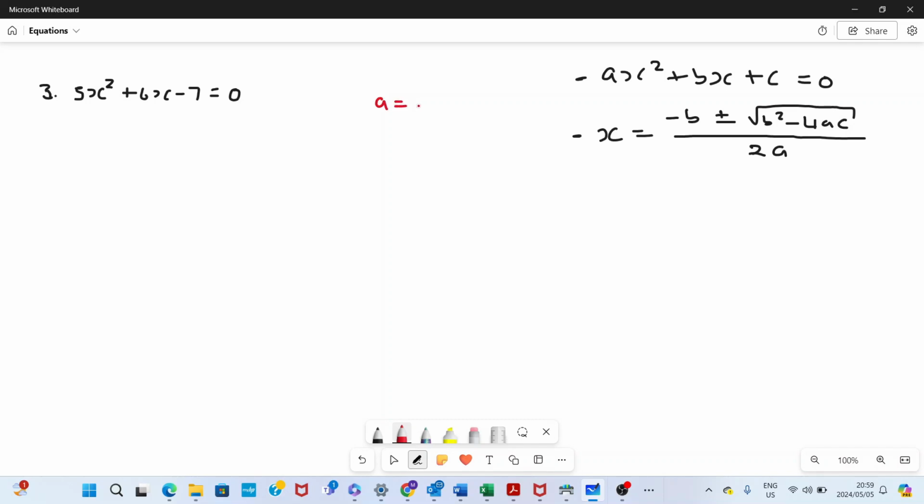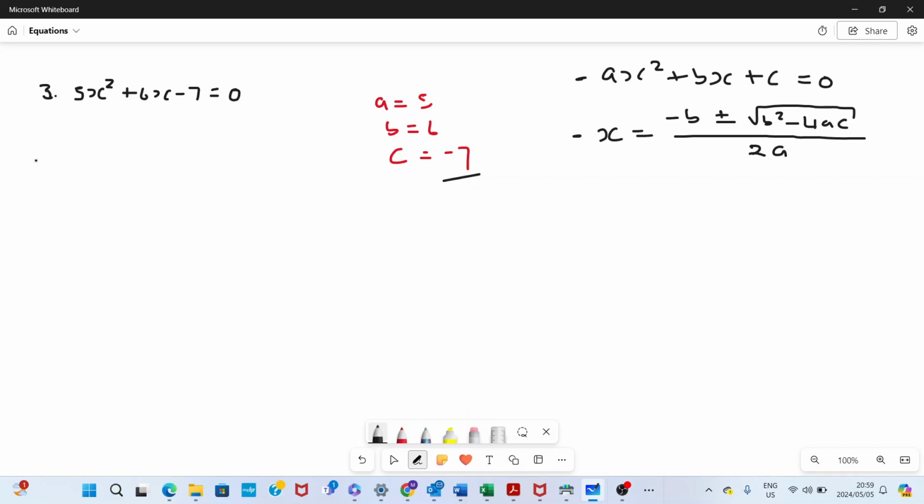your a is equal to 5 and your b is equal to 6 and your c is equal to minus 7. Please pay attention to this. It's very important that you notice that your c is minus 7, because if you make this mistake of making it a plus 7, you might fail to get your answer correctly.